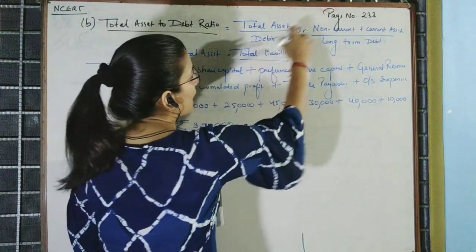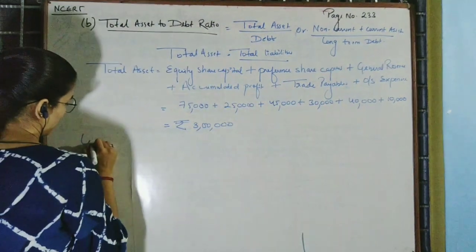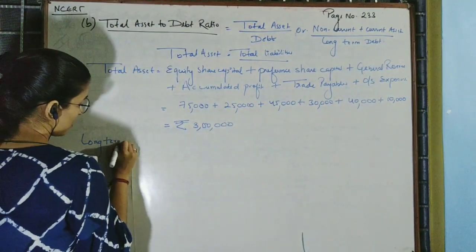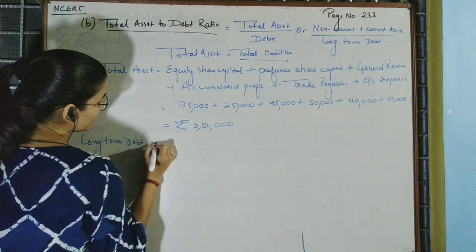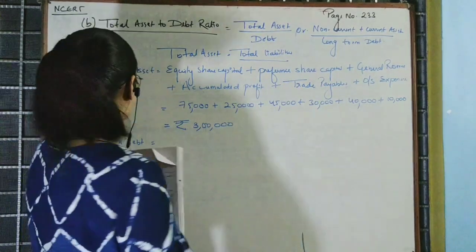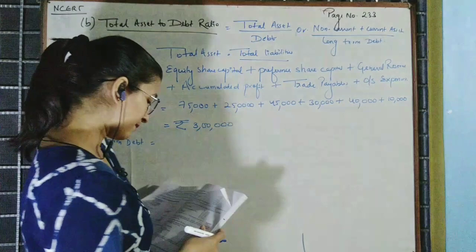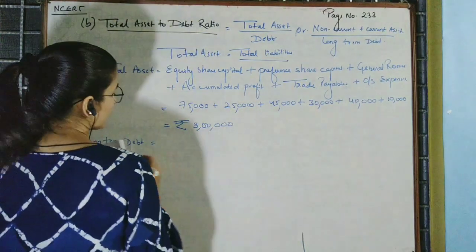Now, we will calculate long-term debts. As we know in the question, it is given the amount of debenture. Debenture is considered as long-term debts. So, the amount of debenture is 75,000.